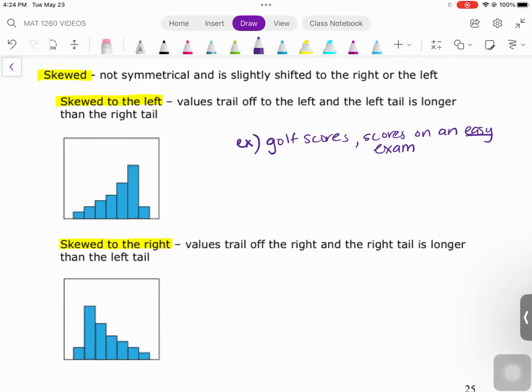If our distribution is skewed to the right, an example might be bowling scores, because more people are scoring lower in bowling, where the higher scores are reserved again for those elite bowlers, or scores on a difficult exam. If an exam is more challenging, we would not expect as many people to do as well.